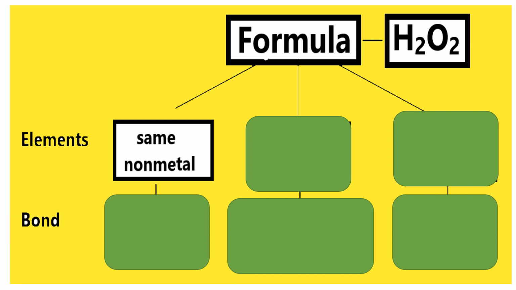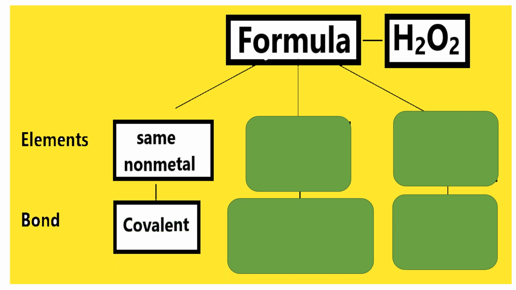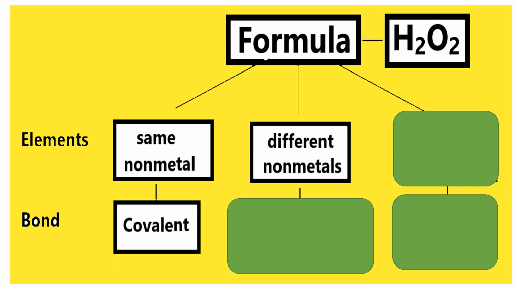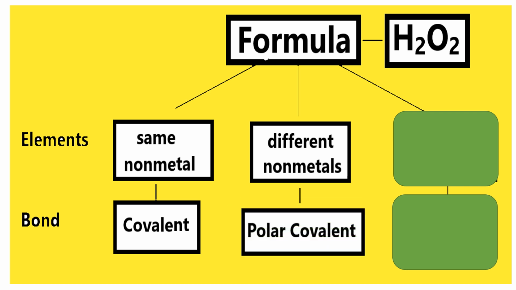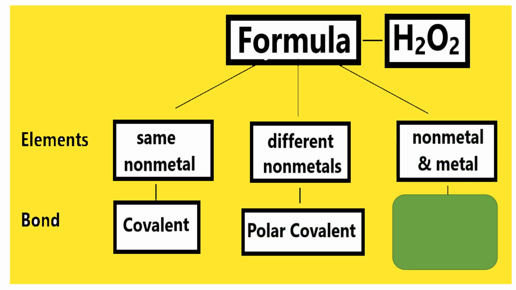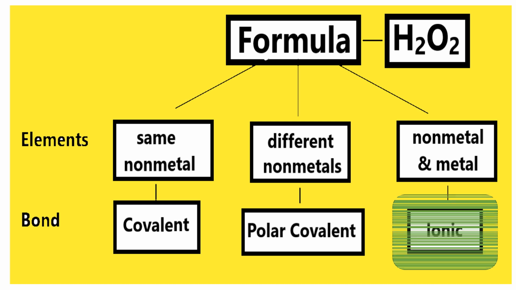For example, if you had two of the same nonmetal, you'd expect it to be covalent. If you had two different nonmetals, you'd expect it to be polar covalent. And if you had a metal and a nonmetal, you'd expect it to be ionic.